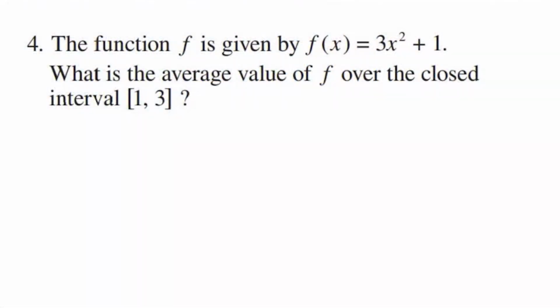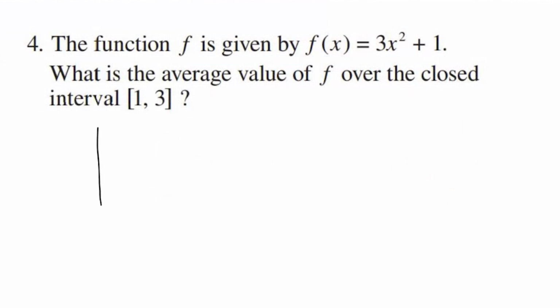Number 4 says the function f is given by 3x squared plus 1. What is the average value of f over the closed interval? Now, normally when we try to find the average of a set of data, we simply add up all the numbers in that set and then divide by how many there are. But in this case, we have infinitely many values.